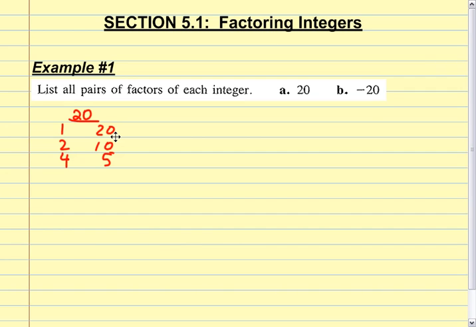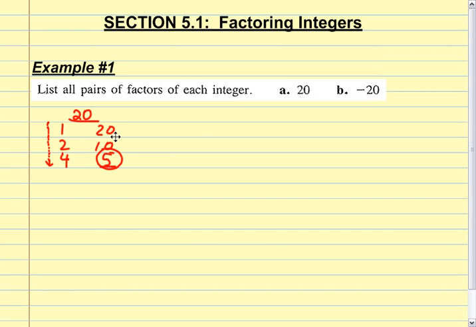Does 5 go into it? Well, you know what? I don't need to ask that question again. As soon as I'm counting up for these numbers, as soon as I get to the bottom number on the other side, which is 5, I can stop. Those are all the positive factors of 20.